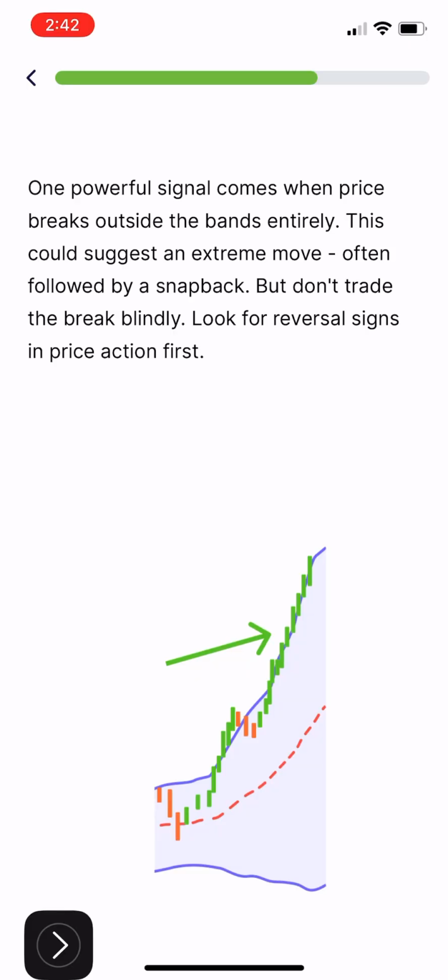One powerful signal comes when price breaks outside the bands entirely. This could suggest an extreme move, often followed by a snapback. But don't trade the break blindly. Look for reversal signs in price action first.